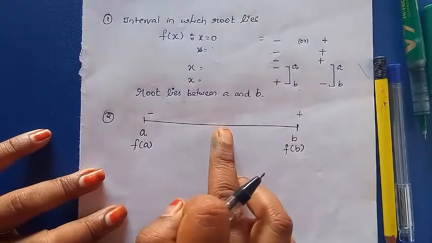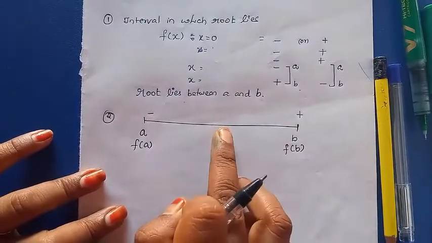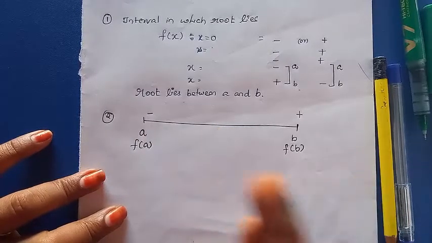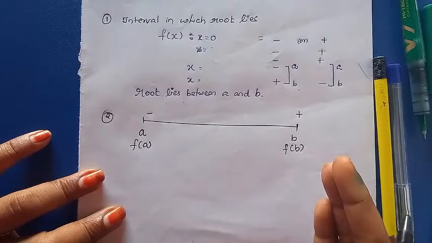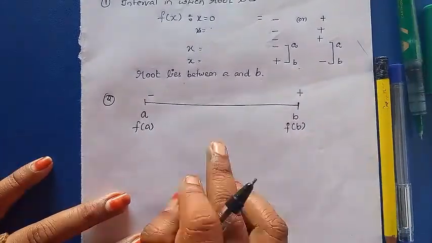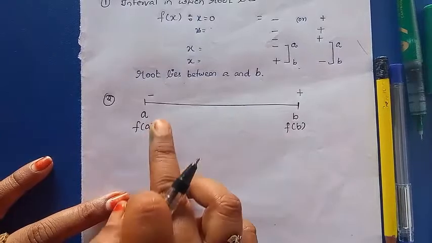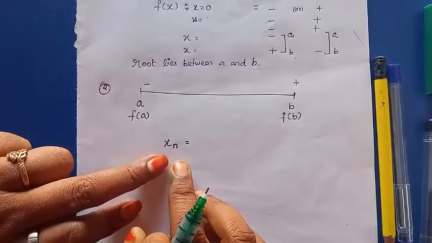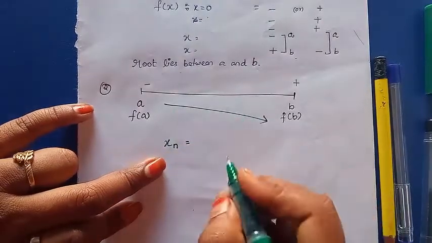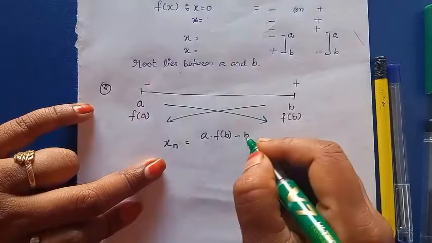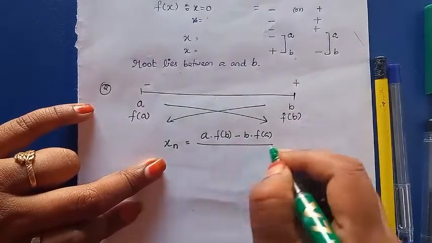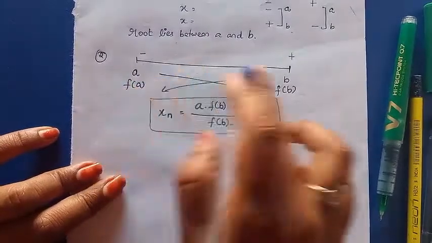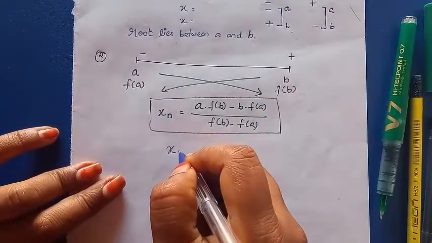We have to find the exact root for the given equation. To do so, we try different approximated values, starting from x1, x2, and so on, until we find the exact root. To find the approximated value, you use these four values, and here comes our regula falsi formula. Multiply a into f of b, minus b into f of a, in the numerator, divided by f of b minus f of a.